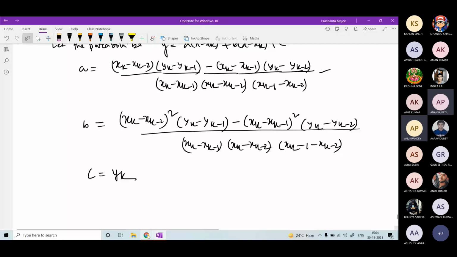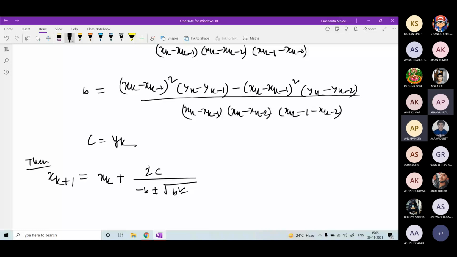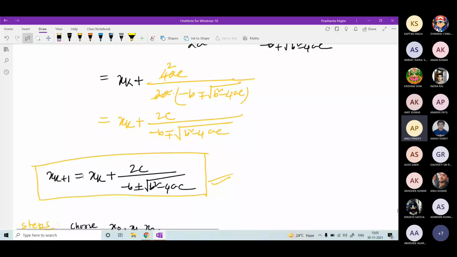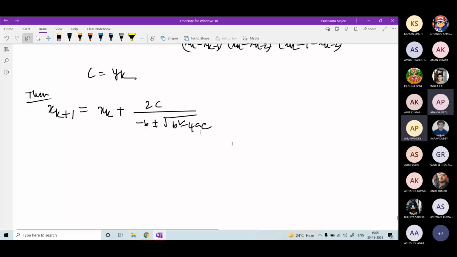Once you have the values of a, b and c, how to get the next approximate root? What is xk plus 1? Let us see the note. Yes, xk plus 1 equals xk plus 2c by minus b plus minus square root of b square minus 4ac. These are the results you have to remember while finding roots using Mueller's method.